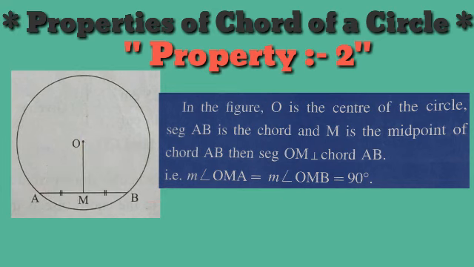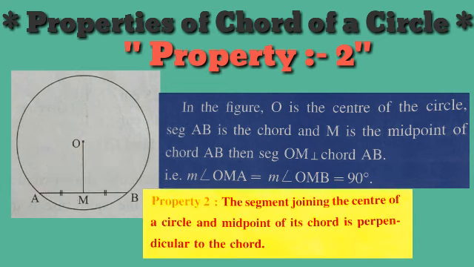Got it, students? Therefore, our property is: the segment joining the center of the circle and the midpoint of its chord is perpendicular to the chord. So this is the second important property of the chord. You have to write this property again in your classwork notebook and learn it by heart.